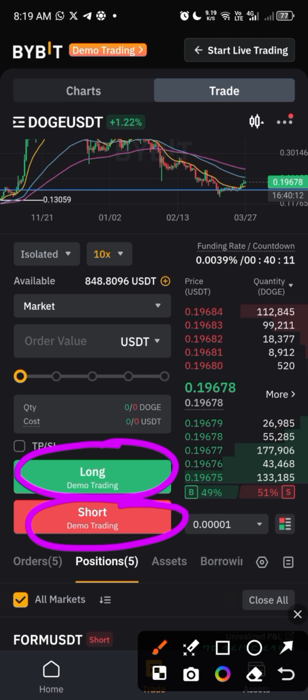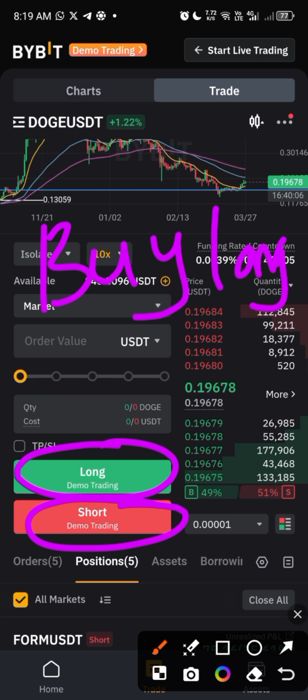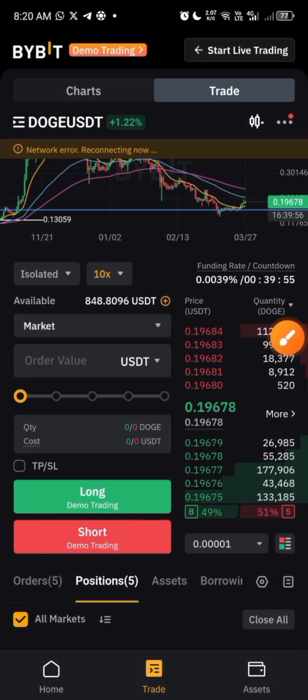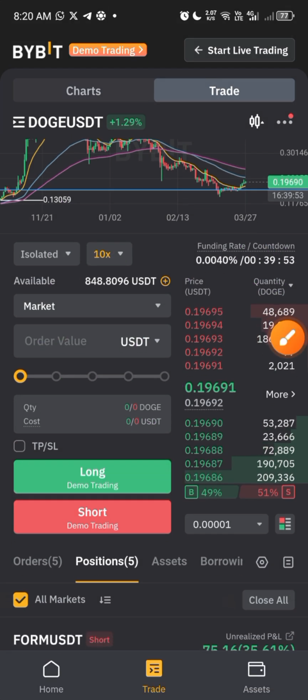Now if I drop the trade, sometimes I can say buy long. That means you are going long. If I say sell short, that means you are shorting the market. Now I'm going to show you how I drop the signal in the group so that you understand what to do. Let me go to the group first and show you how I drop the signals there.